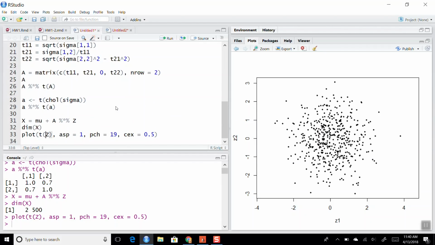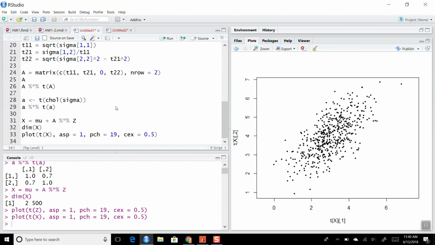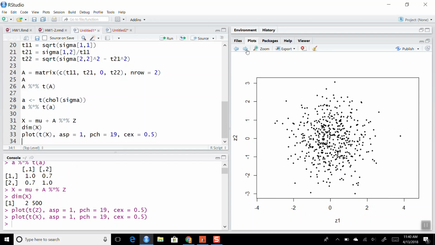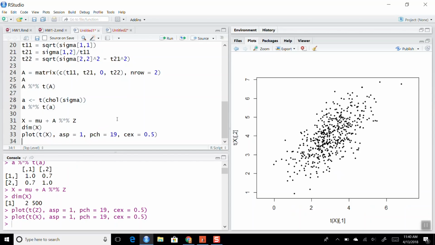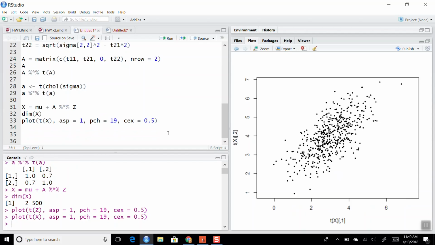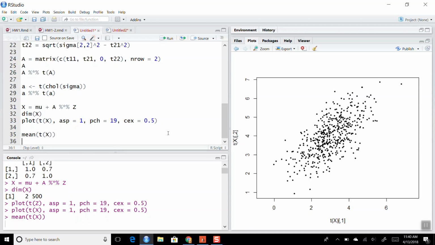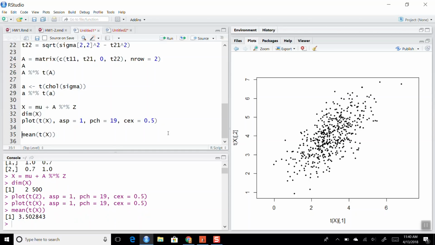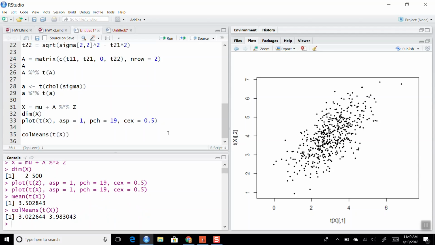No, not z. X. Okay, so that's what we get. So we have z, and now that we said there's covariance between these two things, it looks like this, which is desirable. We can ask what is the mean of x. So I have to transpose these again. Oh, not mean, column means. Okay, and that is close to what we desired.